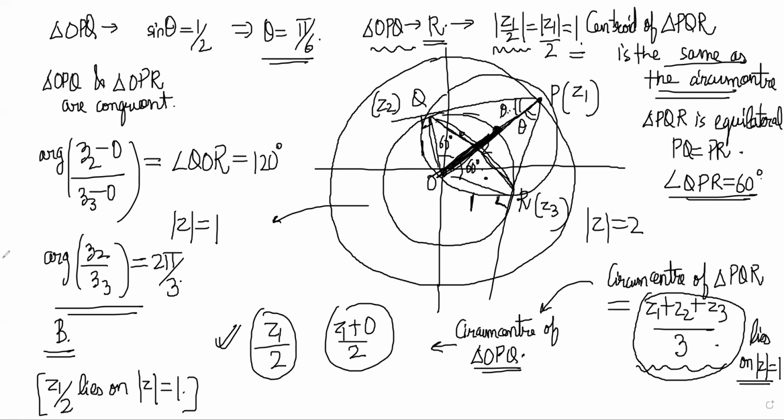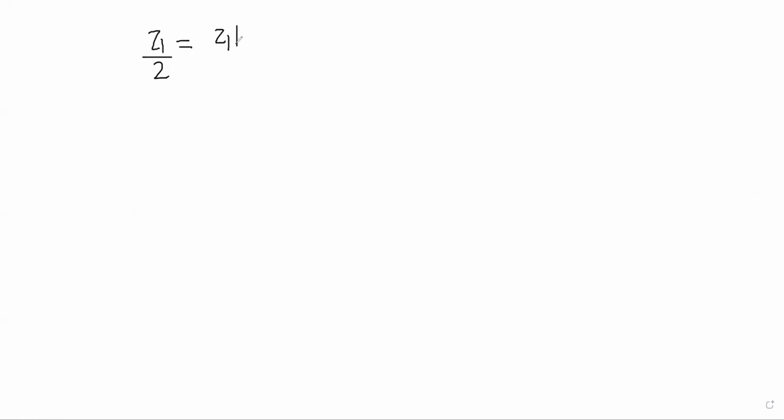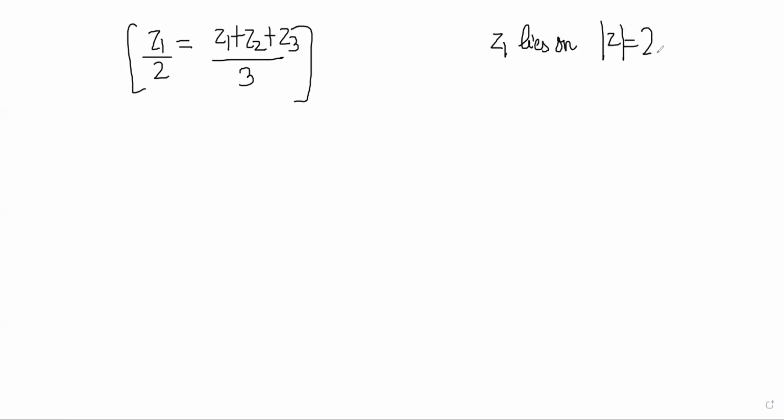So far we have figured out three options. Now we also know that Z1 by 2 is equal to (Z1 plus Z2 plus Z3) by 3, right? Okay, that doesn't help us with option A. So if you think about option A, so far I know that Z1 lies on mod Z equals 2. So mod Z1 is equal to 2. We also know that mod Z2 is equal to 1 and mod Z3 is equal to 1.